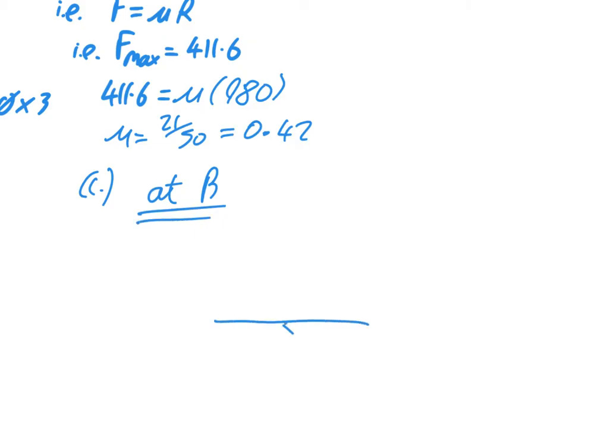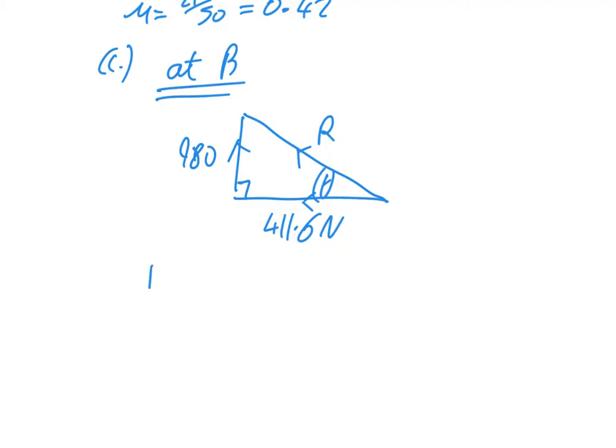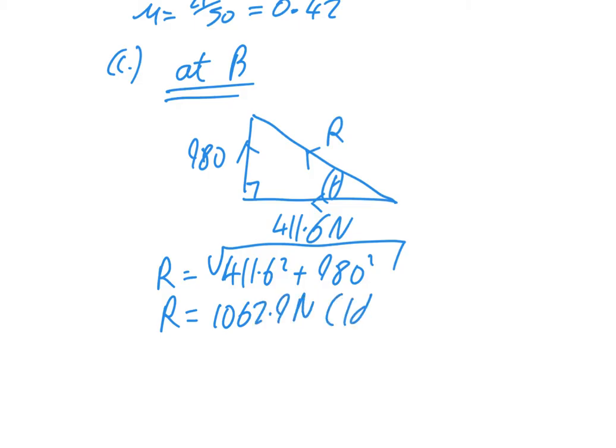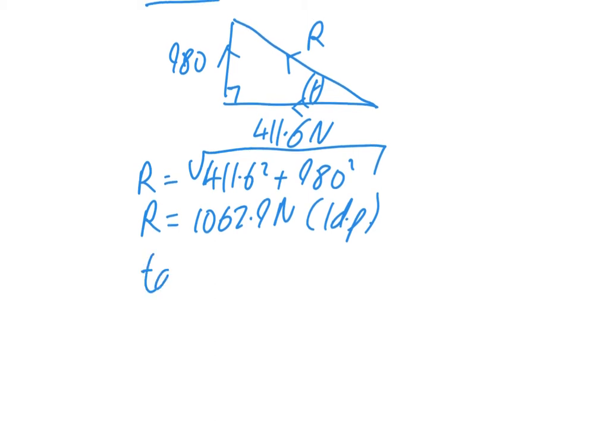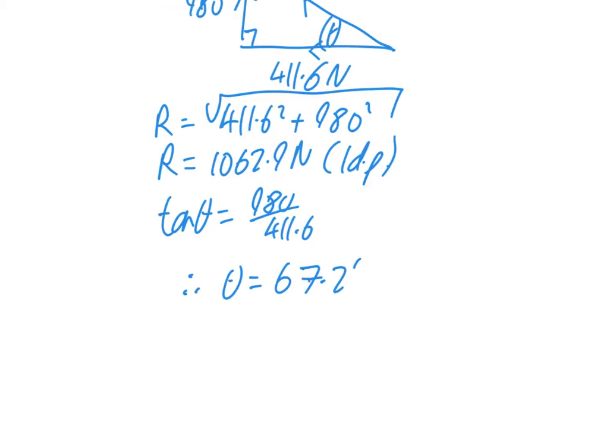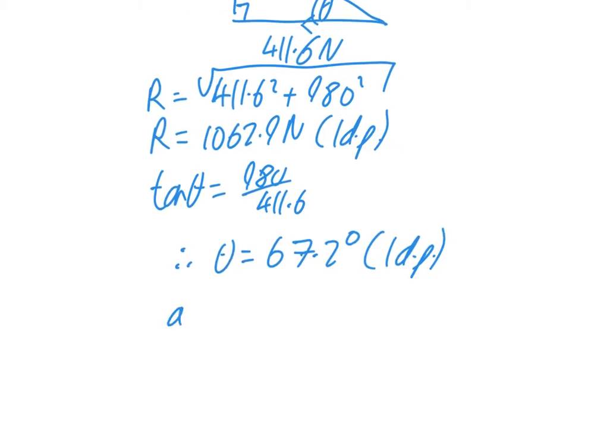You had your force going left, which was 411.6 newtons. Your force going up, which was 980. And you want to find out what the resultant force is and the angle that it's acting. So it's just Pythagoras. So R is going to be equal to the square root of 411.6 squared plus 980 squared. So R works out to be 1062.9 newtons to 1 decimal place. And then tan theta is equal to 980 over 411.6. Therefore, theta is equal to 67.2 degrees to 1 decimal place. Okay, and I would just make a wee note that that is above the horizontal.